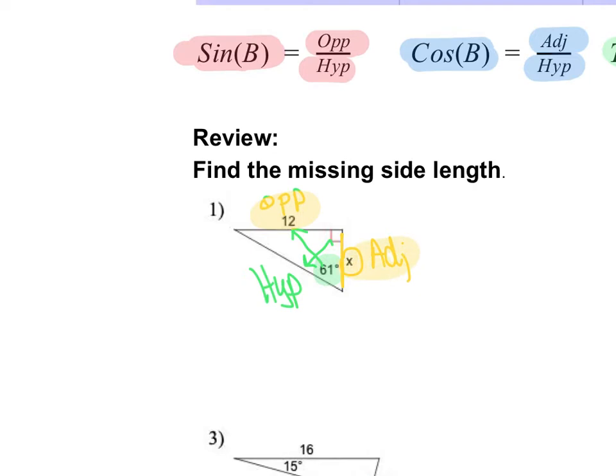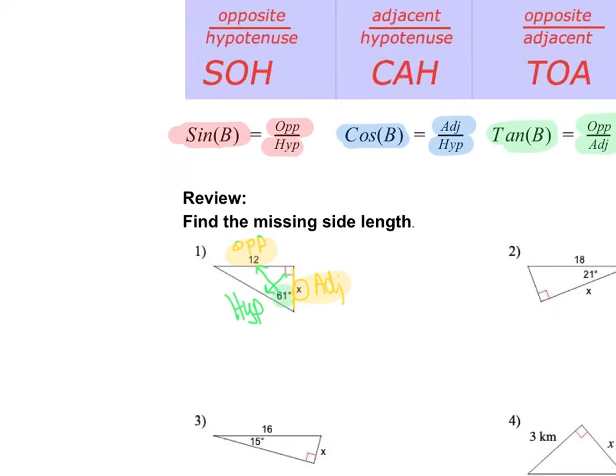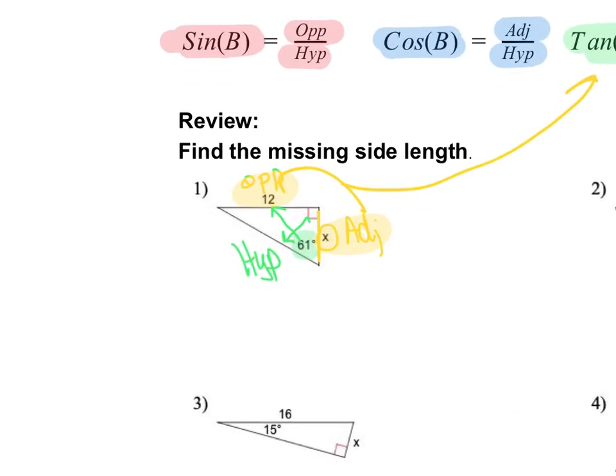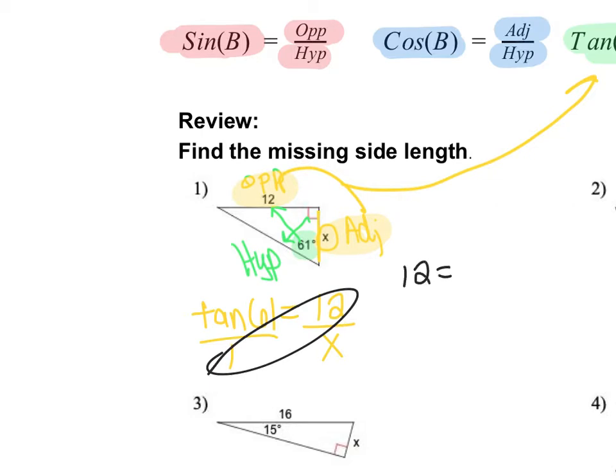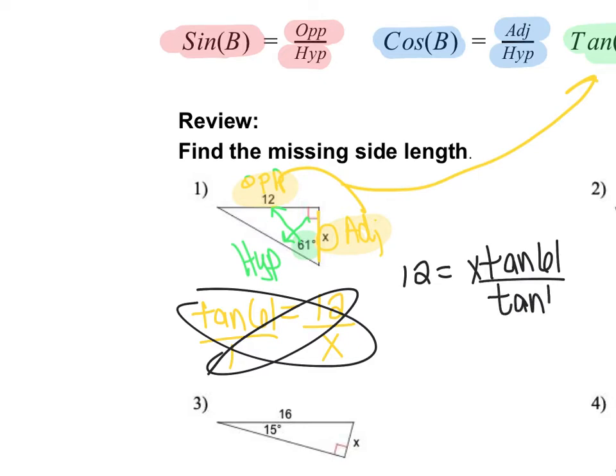So if we are looking at opposite and adjacent, let's look up here. That means opposite and adjacent, we are going to use tangent. So we are going to say the tangent of our angle, which is 61 degrees, is equal to the opposite side divided by the adjacent side. So we're going to set this up as a proportion, and we're going to cross multiply. If I cross multiply, 12 times 1 equals 12. And x times 1 is x times the tangent of 61, excuse me. I need to get x by itself, so I'm just going to divide both sides by the tangent of 61.